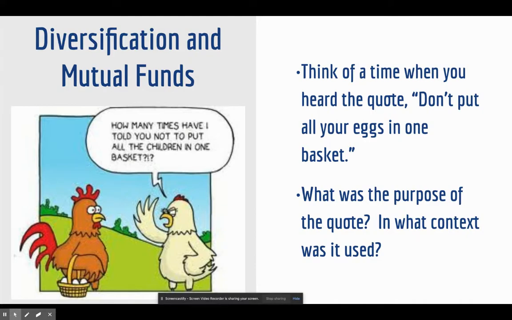Likewise, I might put all of my money into one particular company, and I may make a lot of money from that. But what happens if that one company doesn't do so well? All of my eggs, in this case money, would be potentially lost. So we're going to use this somewhat simple quote to teach us and learn a lot about diversification and mutual funds.